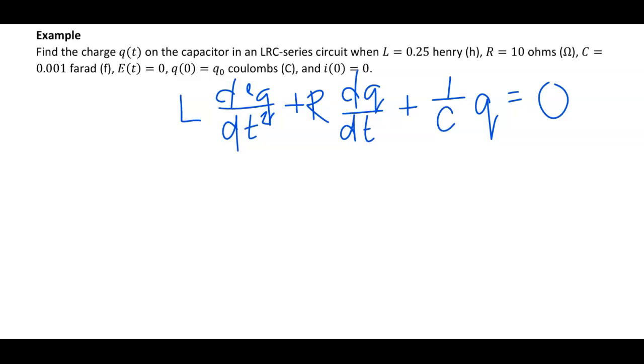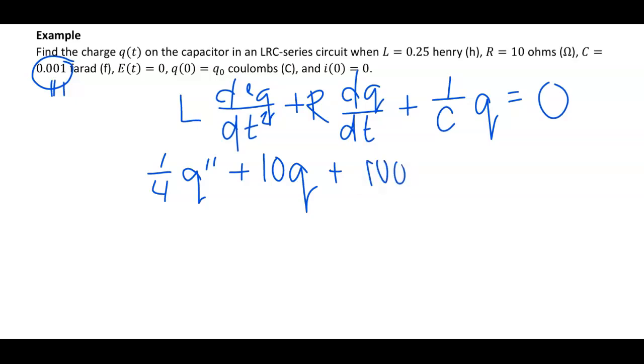So let's write 0.25 as 1/4. I'm going to write this as Q double prime, that's a little bit easier to write there. Plus 10Q prime. And then 1 over, ooh, what's that? Okay, tenths, hundredths, thousandths. So 1 over 1/1000th would be 1,000. Sorry, that should be Q prime. Now the easy thing to do is actually just multiply this through by 4. So let's do that.